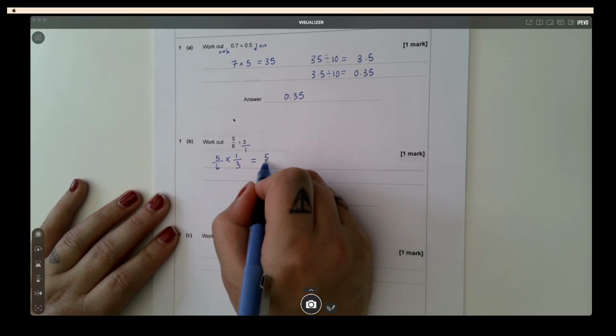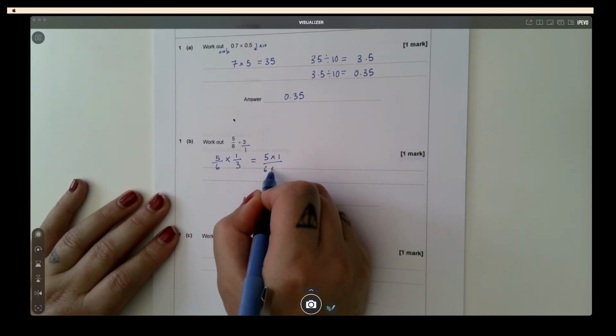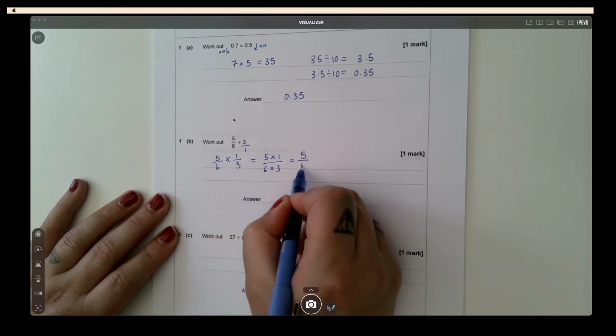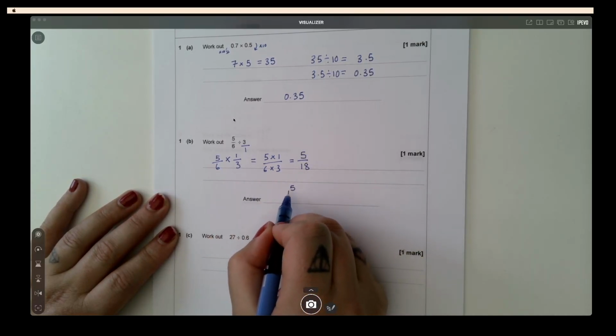So now we're going to do top times top, bottom times bottom. 5 times 1 is 5. 6 times 3 is 18.